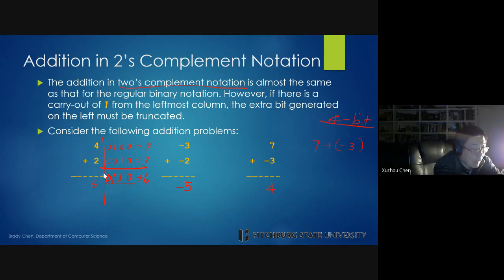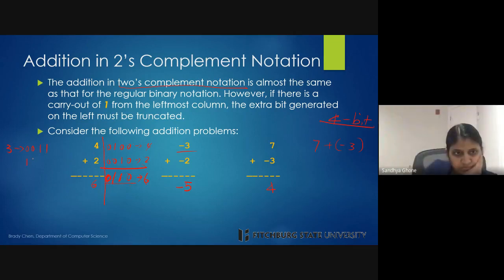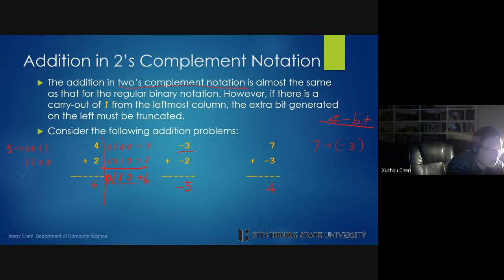Now, what is the 2's complement representation of -3? First we need to check the number 3. That's 11, so 0011, right? Then what's the next step? Invert, and add 1. That's 1101. So -3 is 1101.